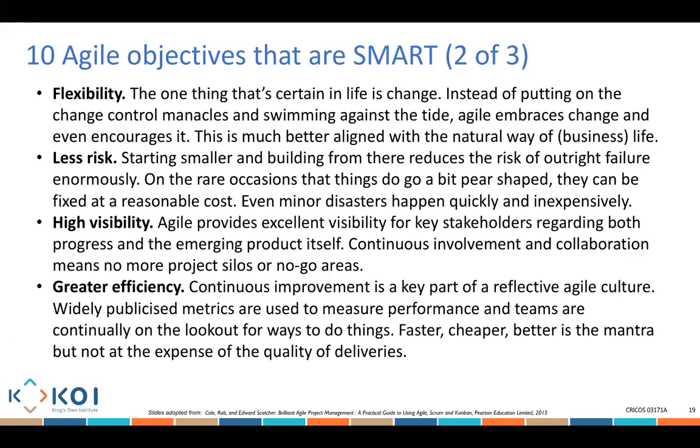And finally, we talk about greater efficiency. We need to work in a much more efficient manner. So continuous improvement is a key part of a reflective, agile culture. We're always improving. And if we are improving, it means we are becoming much more efficient, becoming able to get things done. We need to have a way to measure things and see how things are progressing. But, fast, cheap, better, that's the sort of thing we are able to improve when we are thinking about the 10 agile objectives that are really SMART.